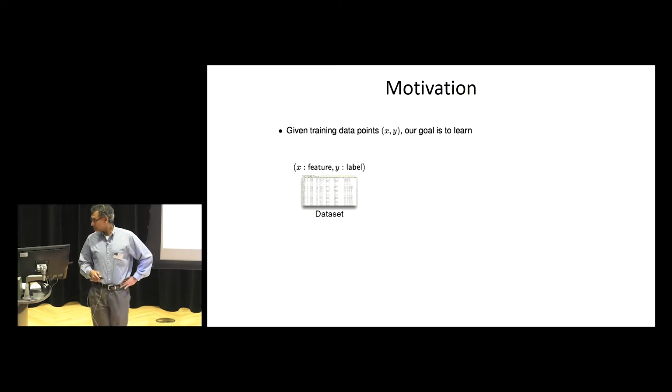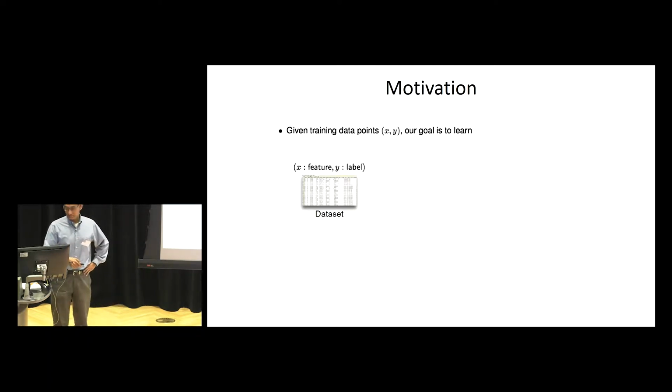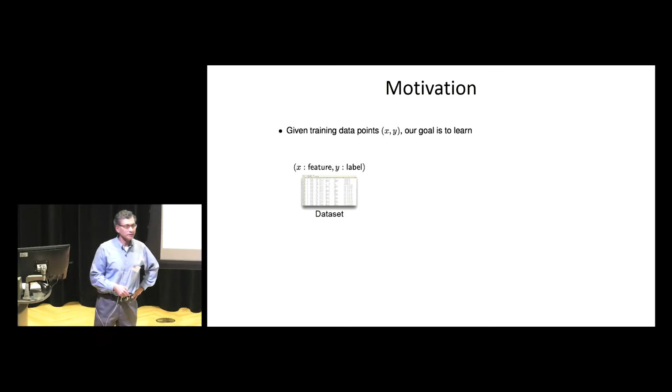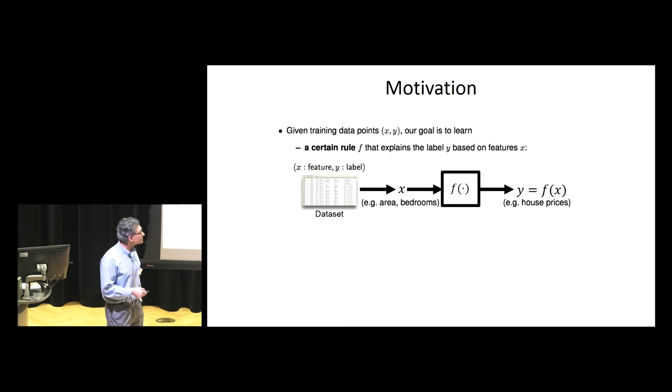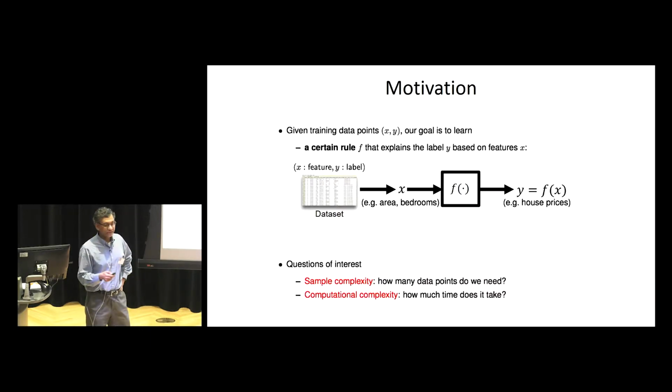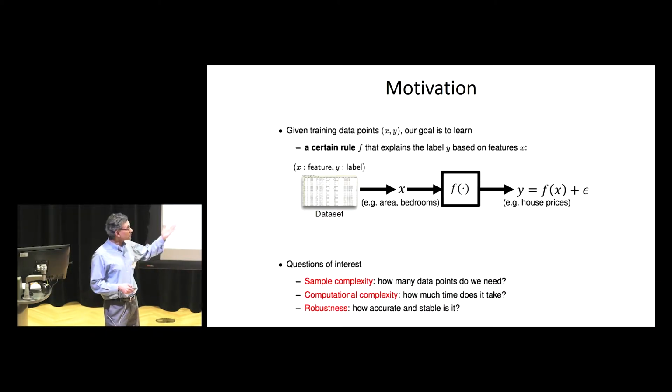So the motivation is that you're given training data points, x, y. Our goal is to learn, say, a certain rule that explains the labels from the features. This is the standard supervised learning problem. For example, you might have area and bedrooms as your features, and the house price might be what you want to predict. You want to learn the function by being given many examples. Questions of interest are how many data points do you need, and how long does it take to compute this? These are fundamental questions. And also, how robust is it? So if you have perturbations.